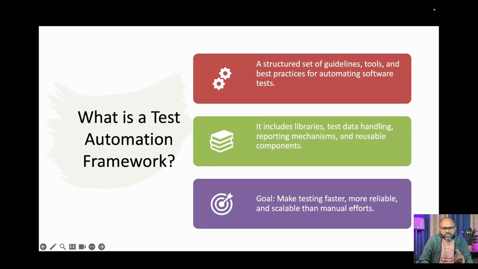So here, just analyze the framework definition with the pizza making kitchen. And the second point is it includes libraries, test data handling, and a reporting mechanism. Many reports are available, so we can add those reports to these frameworks. And reusable components. Reusable components are nothing but things we write one time and can use many times. And the third point is the goal. What is the goal of this automation framework? Make testing faster, more reliable, and scalable than manual efforts.